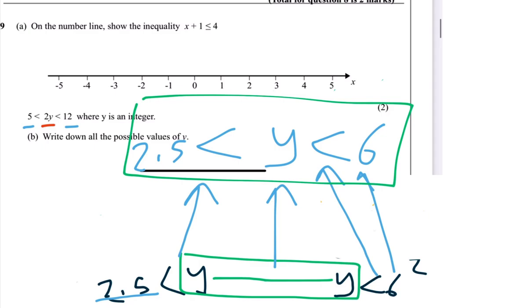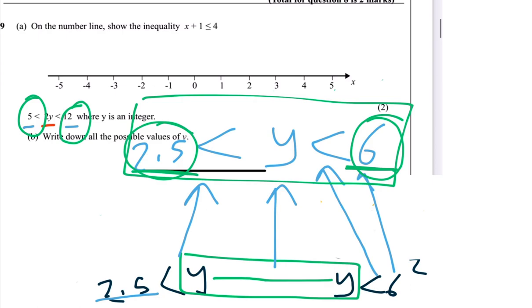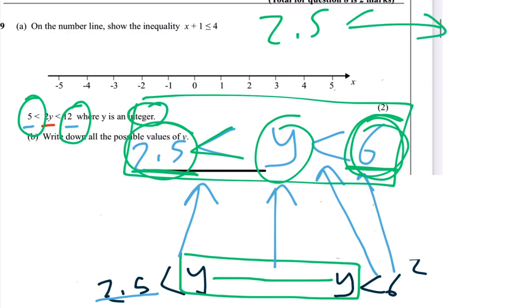So what do we do when we do this? It's got two numbers. We don't need a 12, we don't need a 5. Be careful with that. We've got a 2.5 and we've got a 6, which means what are the integers, whole numbers, where y is greater than 2.5 and less than 6. So think about it, from 2.5 all the way up to 6. Give me all the whole numbers from 2.5 up to 6.